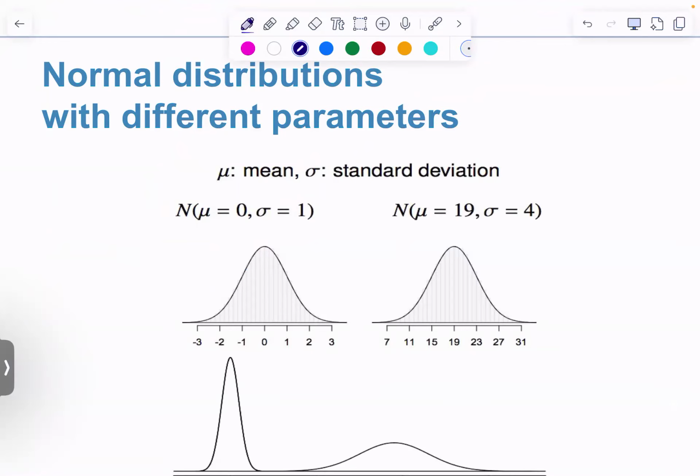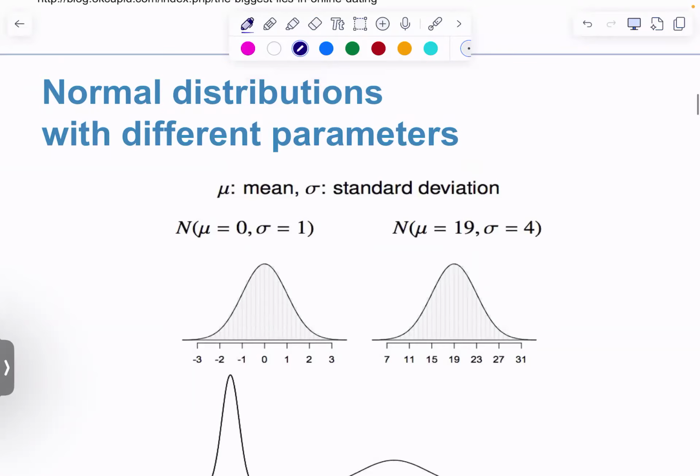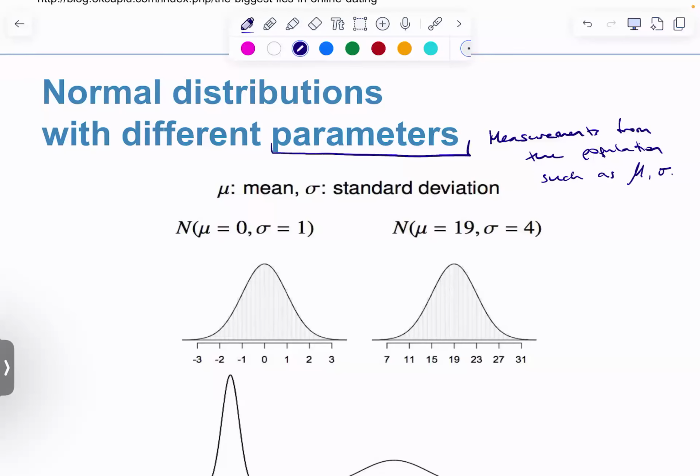So what do some normal distributions with different parameters look like? Remember, mu and sigma are from the population, right? Because they're Greek letters, that tells me they're from the population. In broad terminology, we call those parameters. So parameters are measurements from the population, such as mu and sigma.